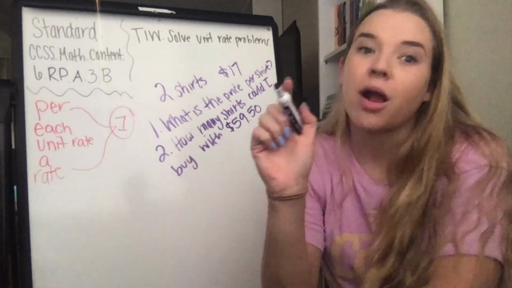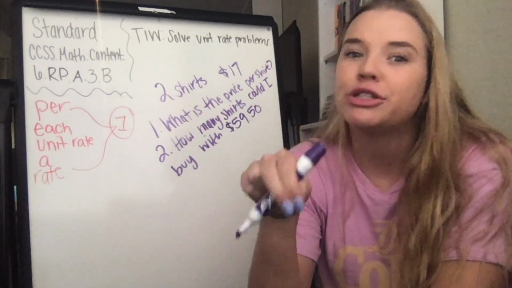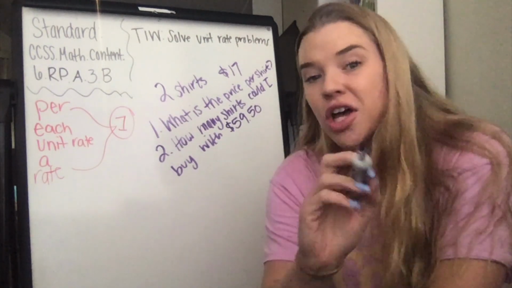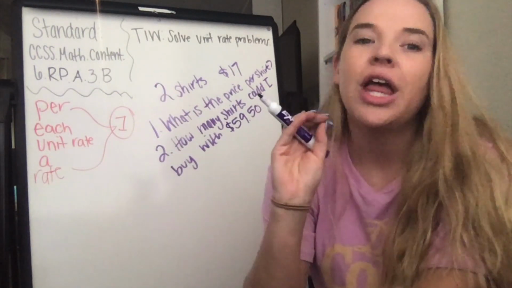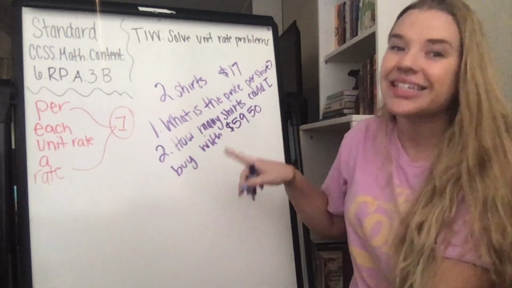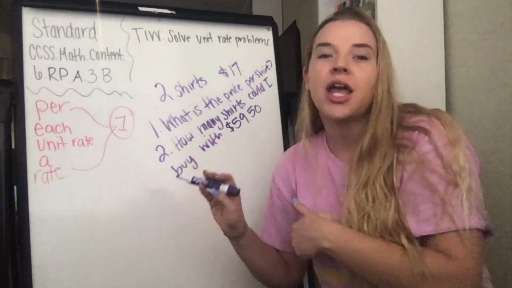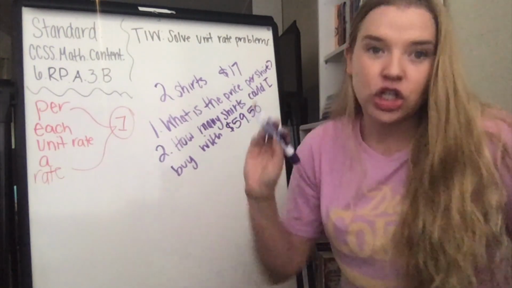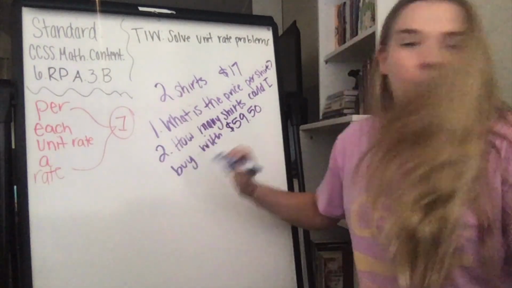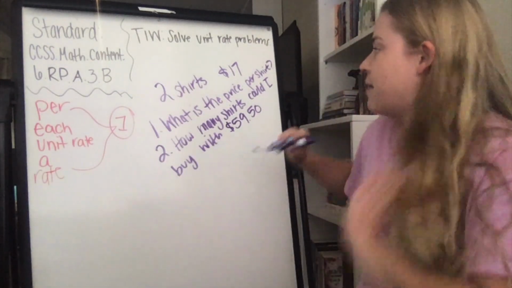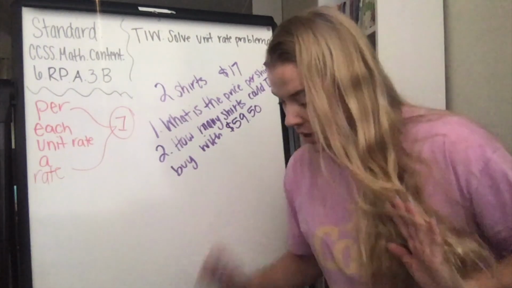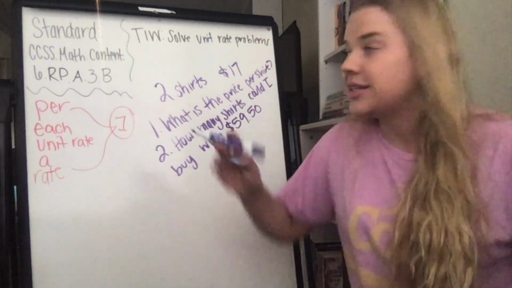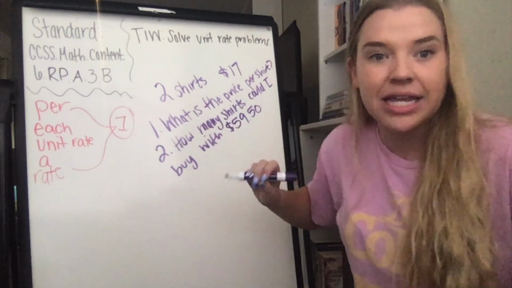Now let's go on to problem number 2. Okay, I decided to change my problem because I thought that the first problem was a little bit too easy. So if you paused it and you solved it and you got 4 shirts, beautiful, wonderful, you got this, but I also think that you guys got this. So I made it a little bit more challenging because I think that you guys can do it. Okay, so now instead of saying for $34, I said how many shirts could I buy with $59.50? So first things first, I have to set this up, the information that I have, as a ratio.